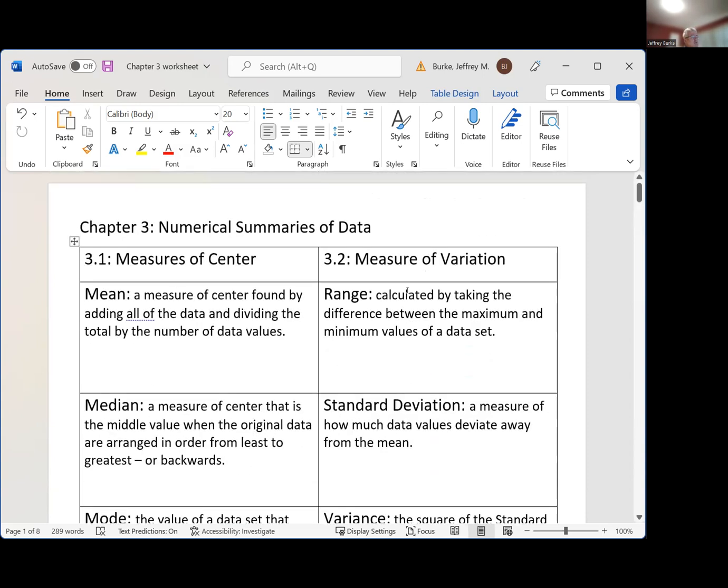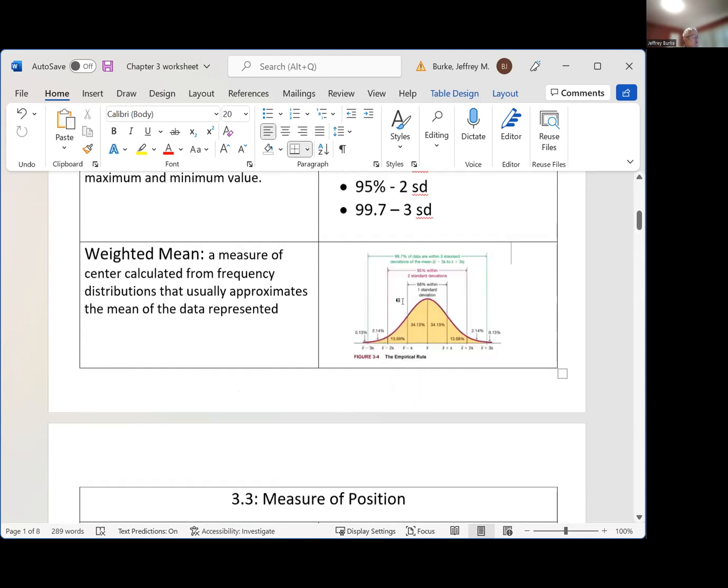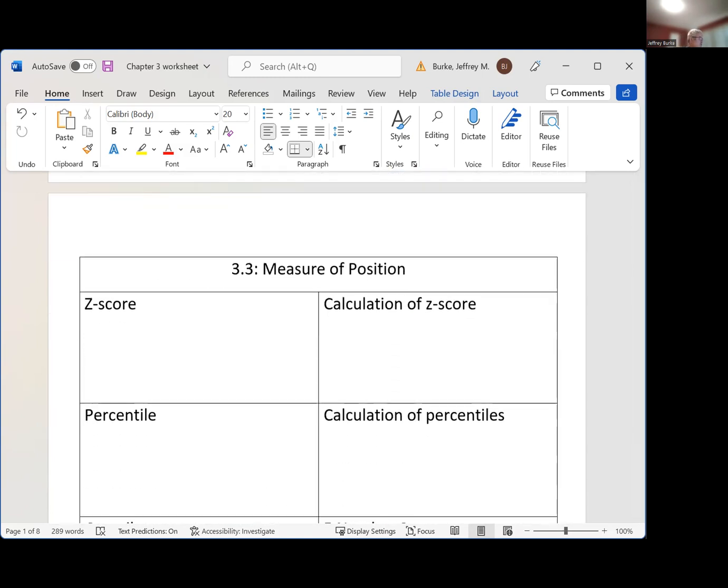We looked at measure of center and we looked at measures of variation. Now we're going to go ahead and look at measures of position. The Z-score is the most common measure of position. We're doing lots of problems related to this.